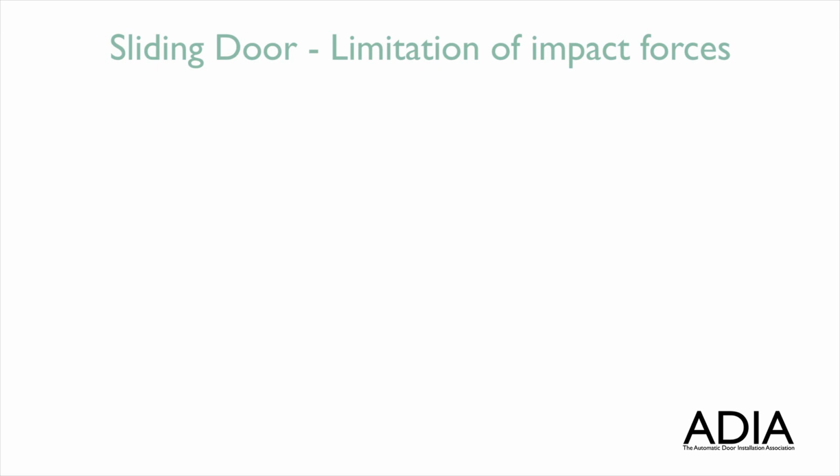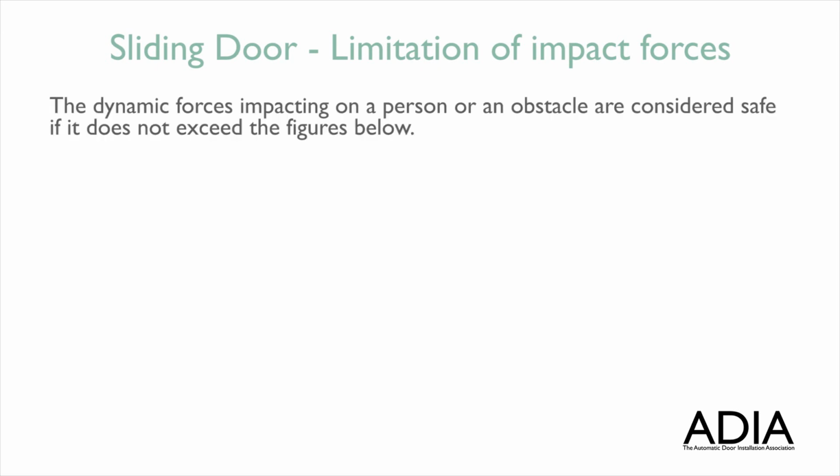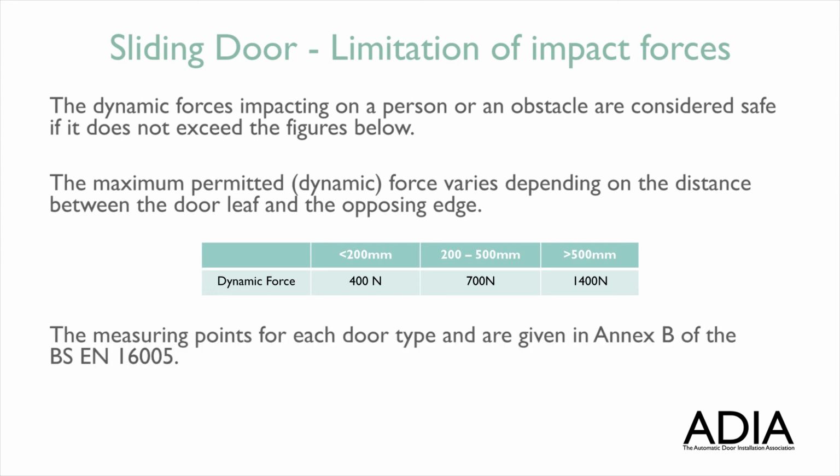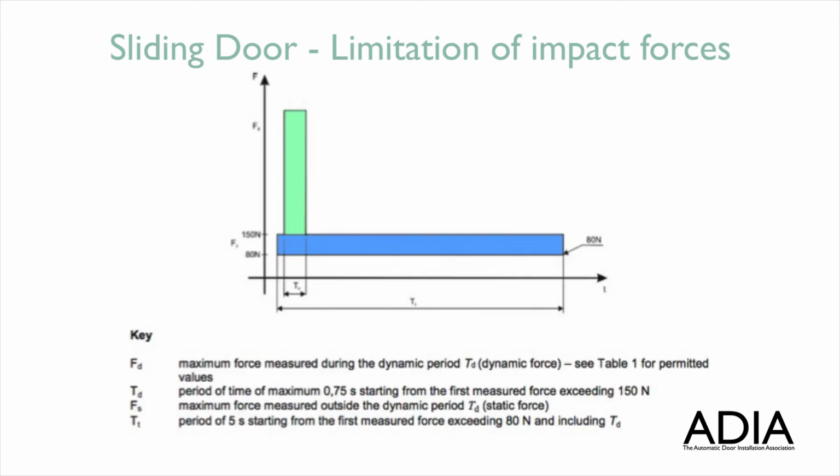Limitation of impact forces. The dynamic forces impacting on a person or an obstacle are considered safe if they do not exceed the figures below. The maximum permitted dynamic force varies depending on the distance between the door leaf and the opposing edge. The measuring points for each door type are given in Annex B of the BSEN 16005. Please observe this diagram.